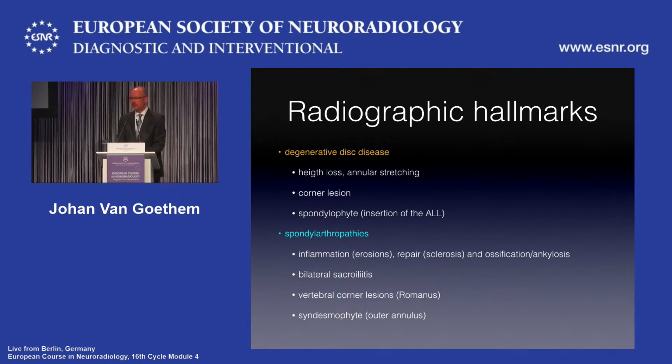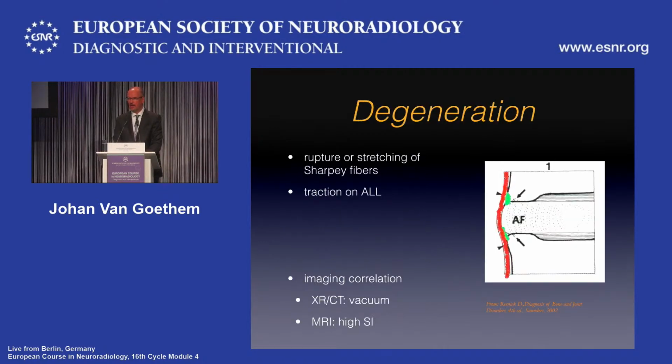In spondyloarthropathies, we have inflammation, which means you get erosions of the bone, repair, which leads to sclerosis, so you have erosions and sclerosis, and that might lead finally to ossification and ankylosis. Of course, a hallmark is bilateral sacroiliitis, and they also have vertebral corner lesions, which are known on plain X-ray as Romanus lesions, and there are osteophytes, which we know as syndesmophytes, and they are different because they form at the outer annulus, and spondylophytes form at the insertion of the ALL.